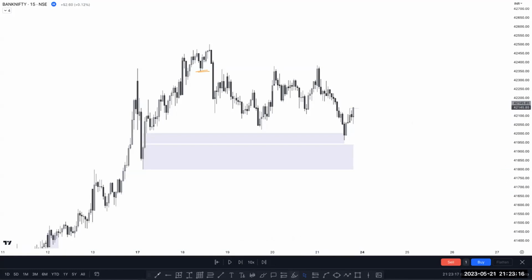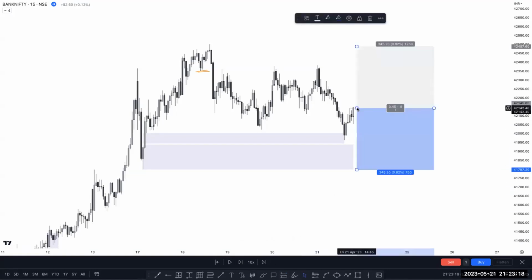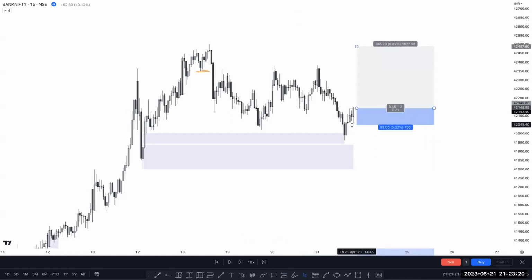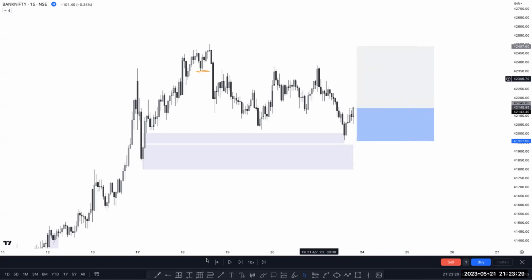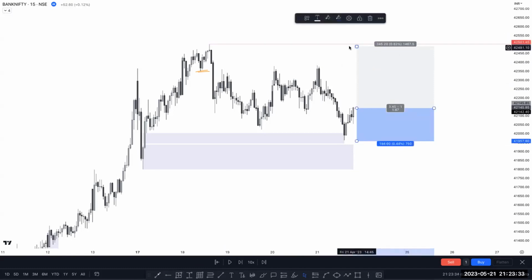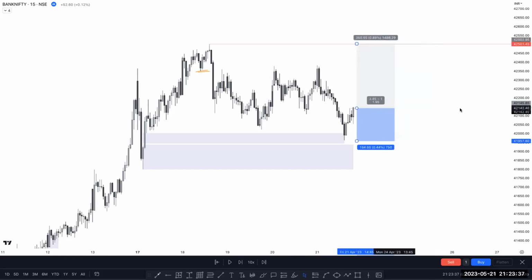And one more thing, if you wish to buy directly here, then you can also buy here, and put the stop loss just below it as a refinement. For safety purposes, you can put the stop loss just below it, right? And where is the target? The target is the previous swing high. This one is our target. Like this, okay?